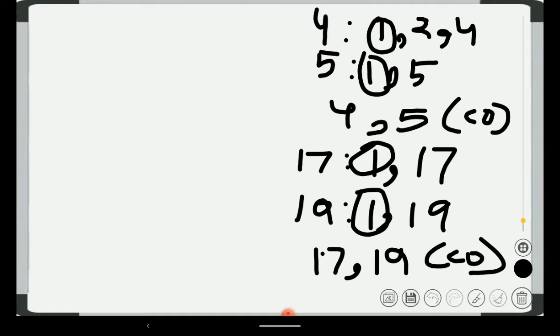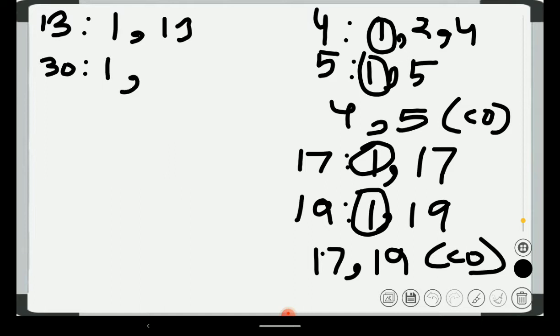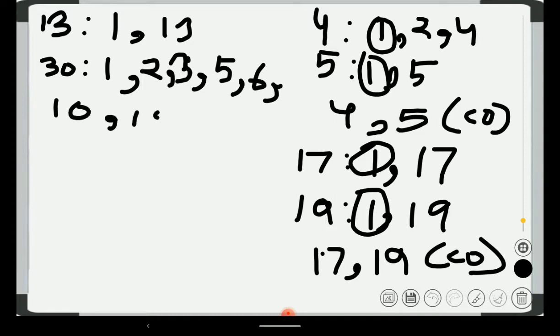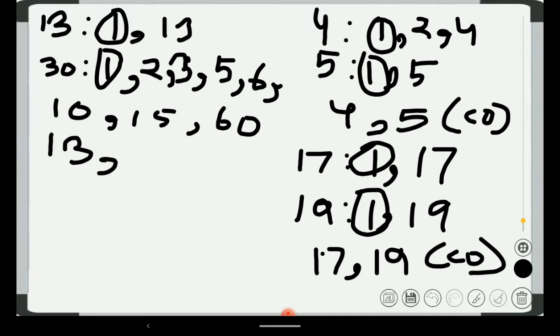Now the third example I have taken is 13 and 30. The factors of 13 are 1 and 13, and the factors of 30 are 1, 2, 3, 5, 6, 10, 15 and 30. As you can see, there are no common factors other than 1. So 13 and 30 are coprimes.